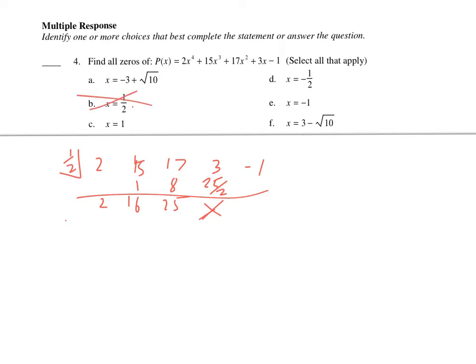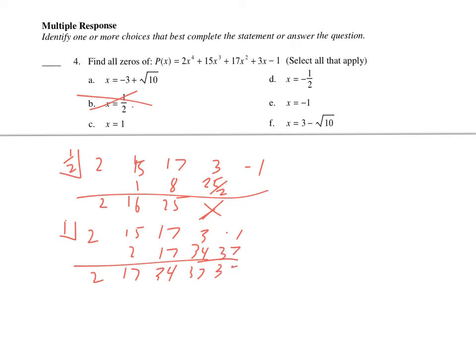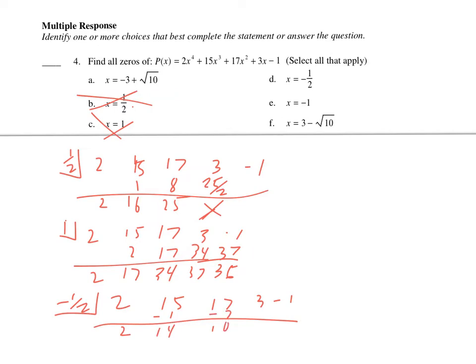So now I'm going to try C, which is just 1. So I get 2, 2, 17, 17, 34, 34, 37. And looks like it's definitely going to be too big here. So 1 is incorrect as well. So let's go ahead and try negative 1/2. So we get 2, negative 1, 14, negative 7, 10, negative 5, negative 2, and then positive 1 and 0. So that one does work out.